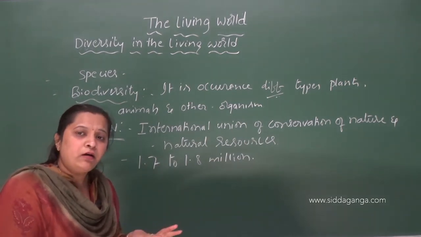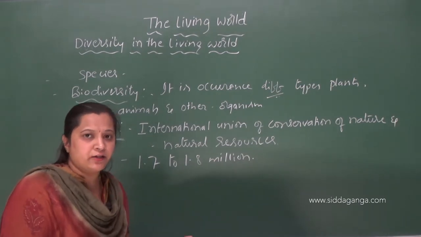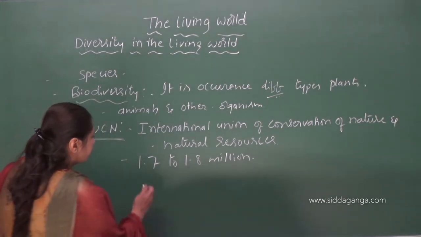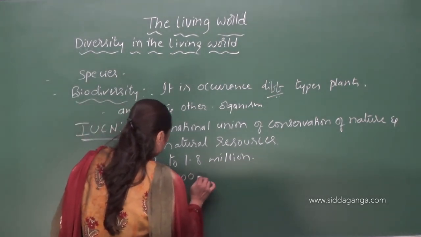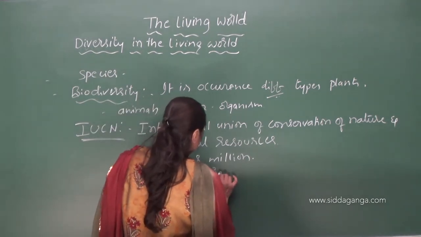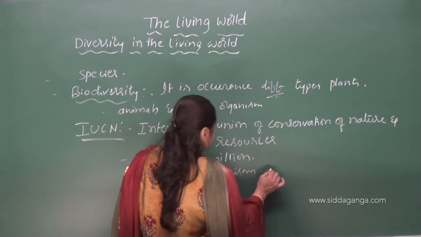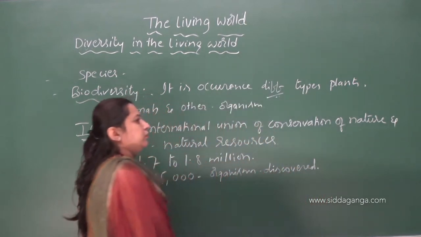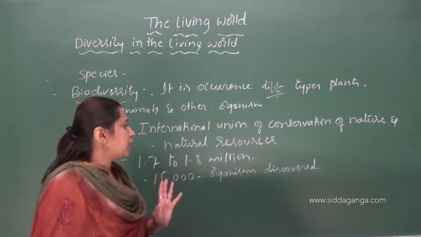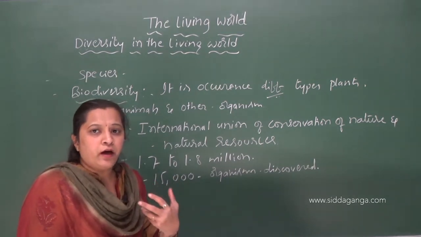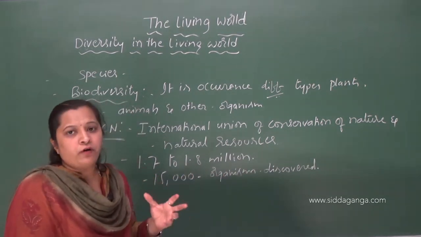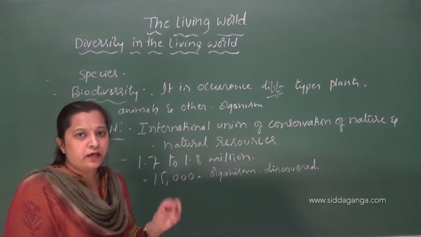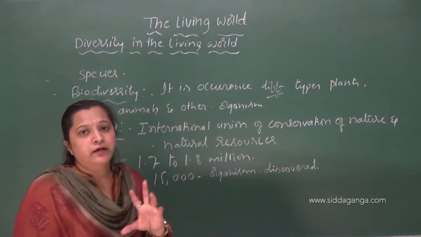And still there are a number of organisms, millions of organisms, which are not yet discovered and described. So every year, 15,000 organisms are discovered. So as we explore the new area, so the number of varieties of organisms are found, right? So still there are so many species of plants and animals, they are not yet discovered and described.